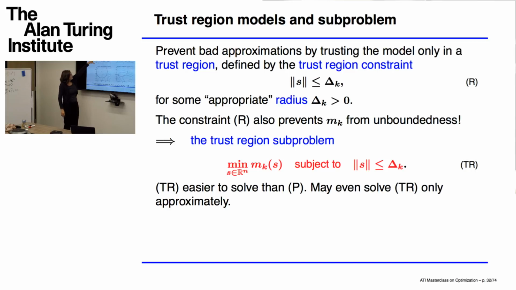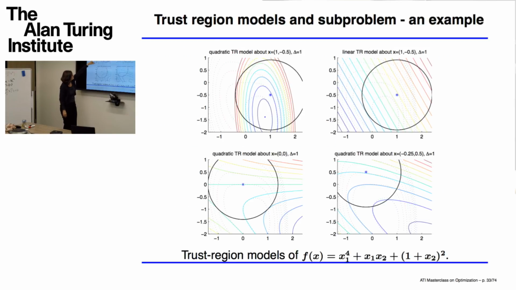Here are the contours. The dotted contours are my original non-linear function. This point here is my current point x_k. This is the trust region ball. And these continuous contours are my quadratic model at this point. So what do I do in the trust region? I minimize these contours.